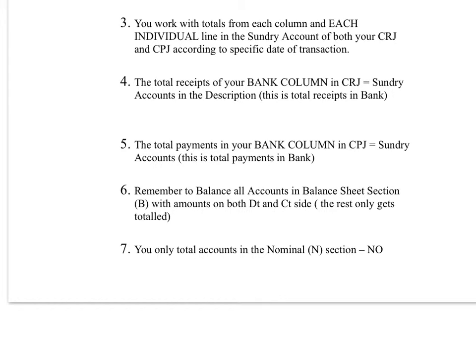So now you're going to use the totals of the other columns in your CRJ or CPJ, and you are going to write them in with bank as the contra account, and post these totals to your general ledger. So let me show you how.